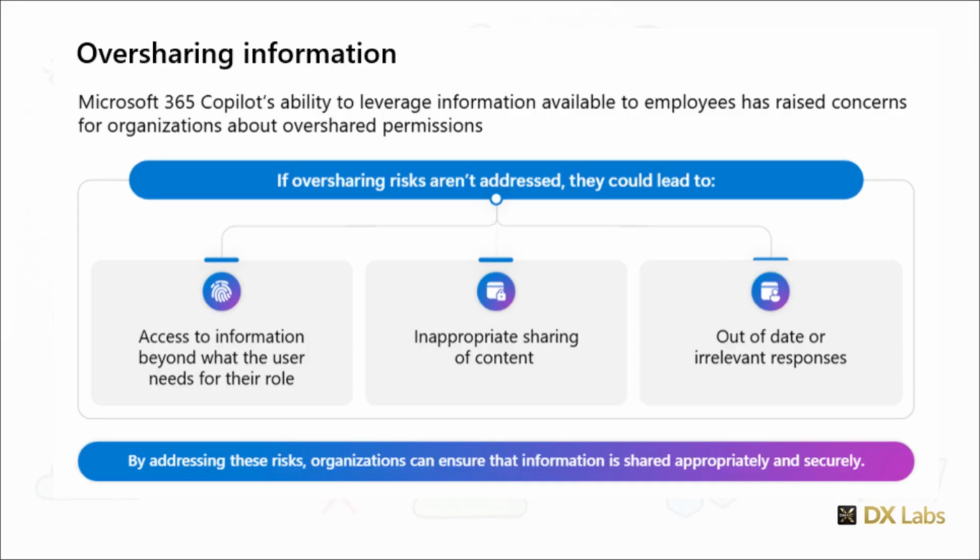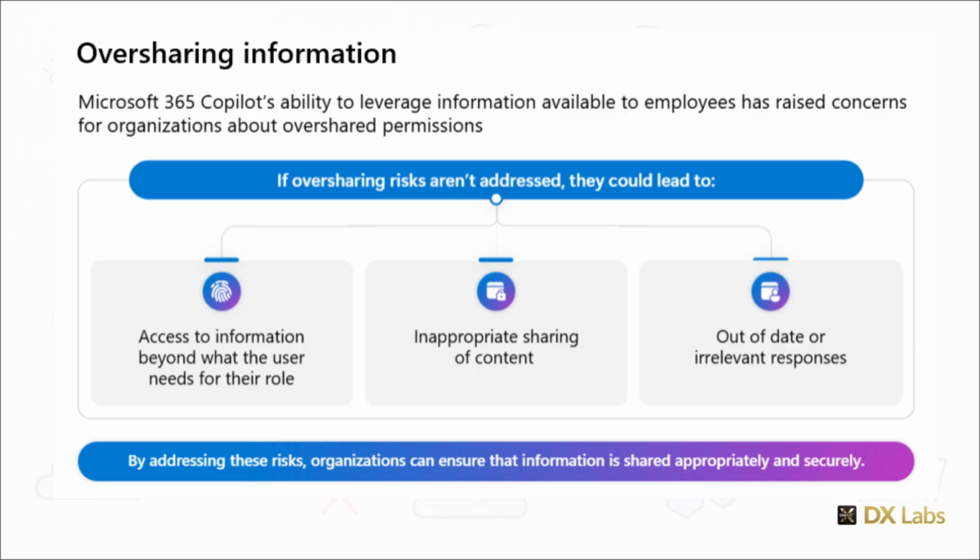Now here's where it gets really interesting. How does oversharing directly impact artificial intelligence tools? Well, Microsoft 365 Copilot is designed to leverage all the information available to an employee to help them work faster. But if oversharing risks aren't addressed, Copilot is going to surface data a user technically has access to, even if they really shouldn't. And that leads to 3 major impacts.